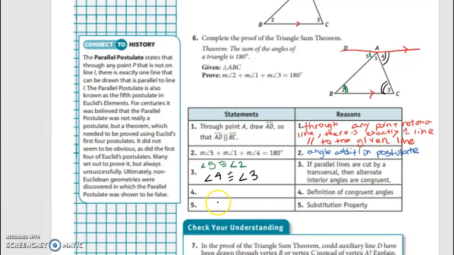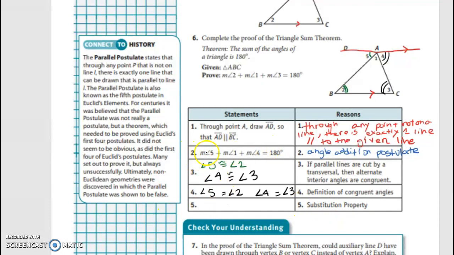Then number 4, we've got to come up with our next statement, where the reason is the definition of congruent angles. Okay? So basically, we want to be able to use these angles to substitute into our equation. So instead of saying congruent, we're just going to go angle 5 is equal to angle 2, and angle 4 is equal to angle 3. Because on step 5, we want to be able to substitute these angles in.